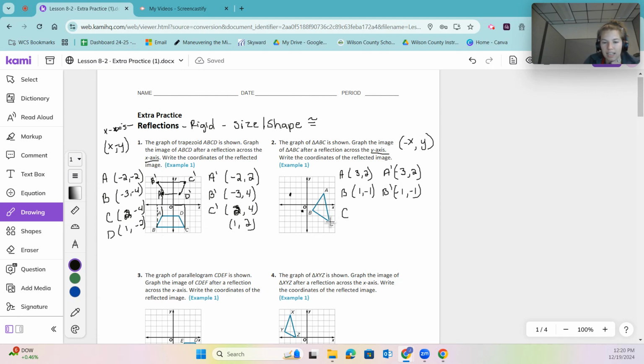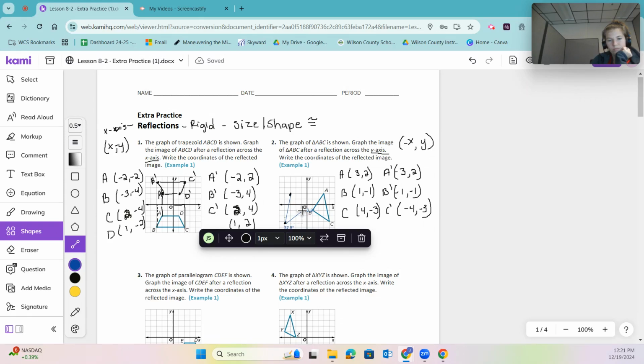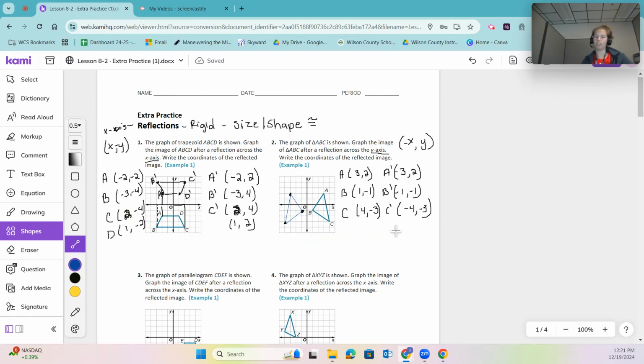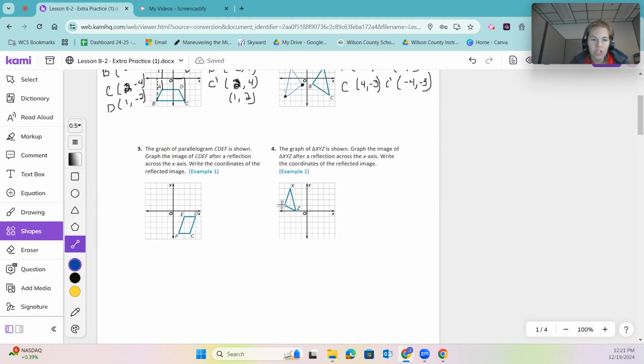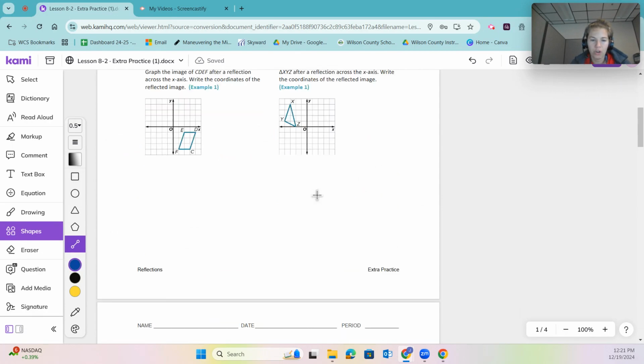And then C is +4, -3, and that is going to become -4, -3. And then when we connect our dots, same size and shape. The triangles, when you reflect across the y-axis, kind of look like wings. Okay, so you can try 3 and 4 on your own.